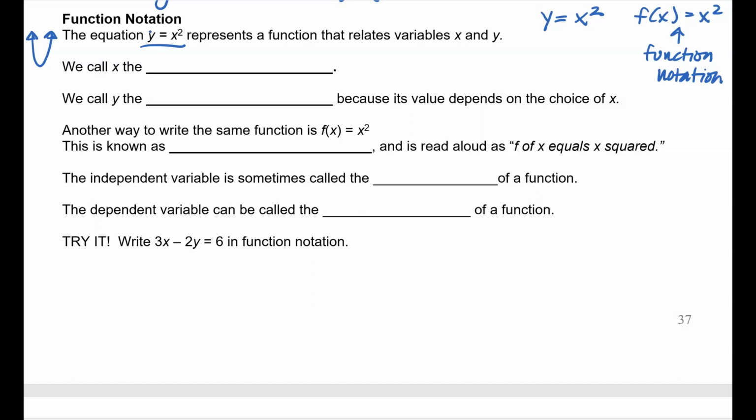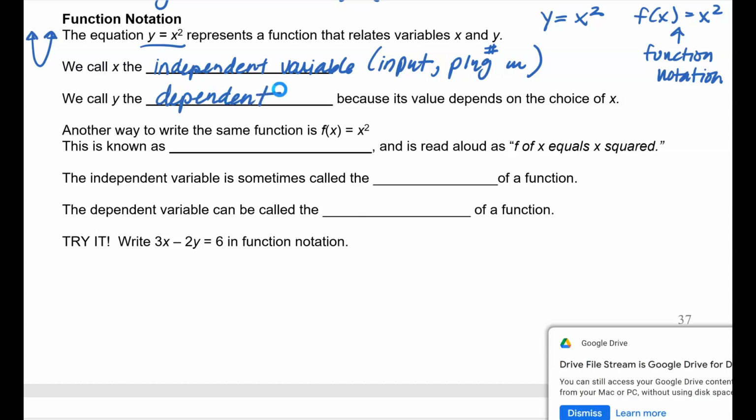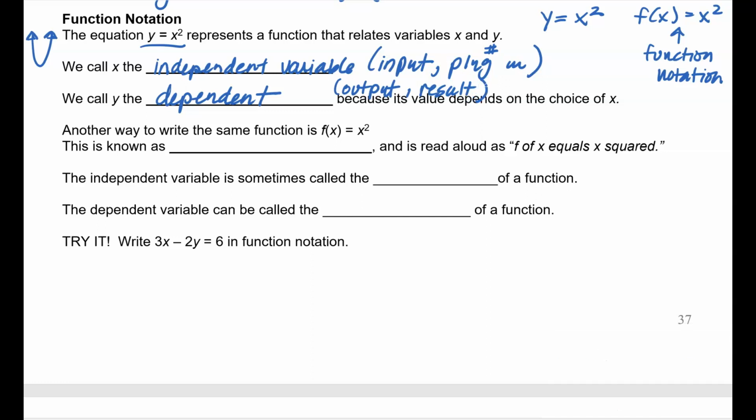So we call the x, which I often call input, but we call it the independent variable. And I'm just going to put in parentheses input. It's kind of like what we plug in. It's the number that you plug into the function. And then we call y the dependent variable, because its value depends on the choice of x. And this is what we call the output, and it's the result that you get when you plug the number in for x.